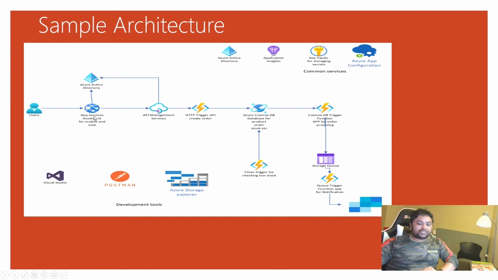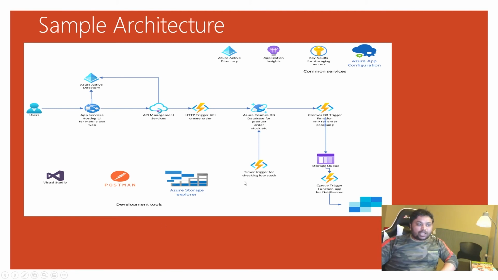Once the user calls our Azure HTTP trigger function to create a purchase order, it is going to store the order in Azure Cosmos DB. Azure Cosmos DB, as I said, is another offering, a NoSQL database, and yes, it is a globally available database. So we are going to store that order in the NoSQL database, and also whatever products and their stocks we have.